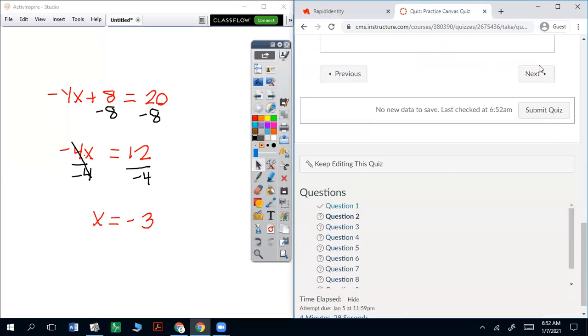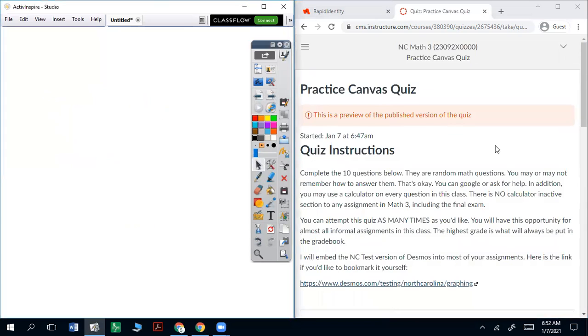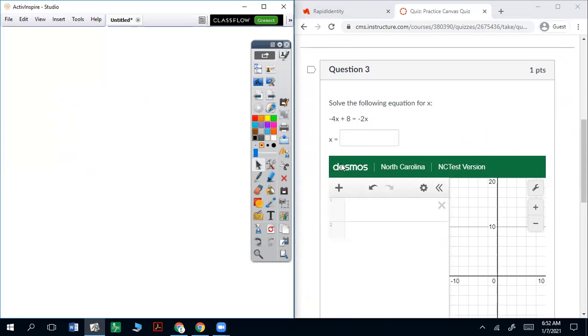Number 3. Number 3 starts the same way, but it's equal to an expression that's not a value. It's equal to an expression with an x term. So we have negative 4x plus 8 equals negative 2x. Now when I'm doing this problem, I want to get the x's to one side and have the numbers to the other. I would add the 4x to both sides. That'll cancel out those 4x's there.